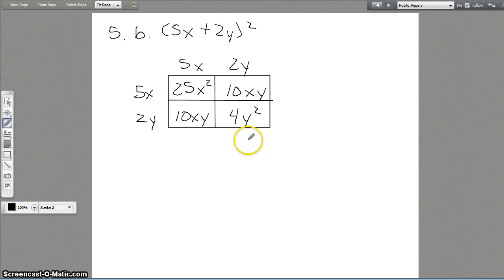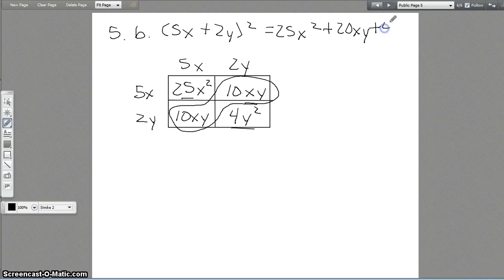Now we have to write out the expression as a polynomial. That just means give the answer. So we'll start off with the 25x squared. And then we need to look at our xy terms. We have 10xy plus 10xy, so that's going to be plus 20xy. And then our last term is plus 4y squared. And that's all that it's looking for for 5b.